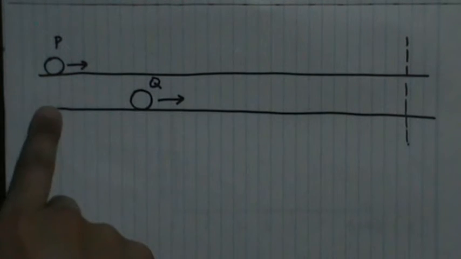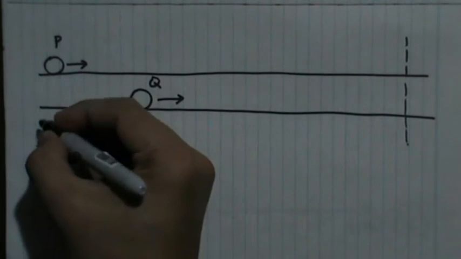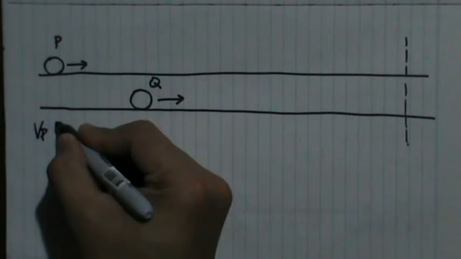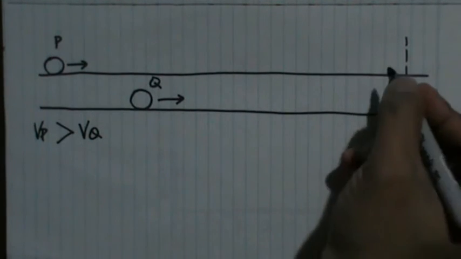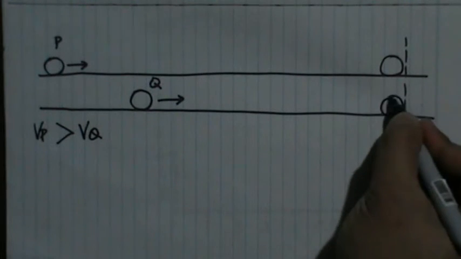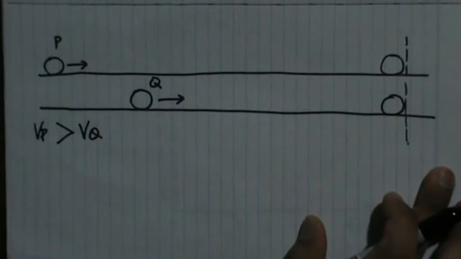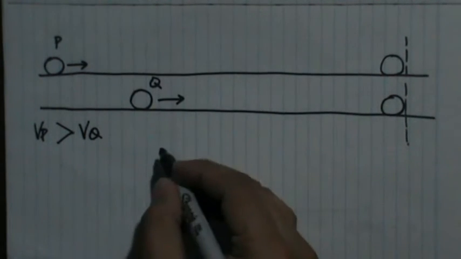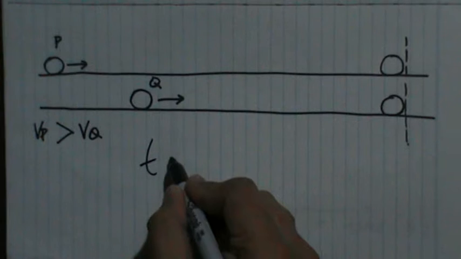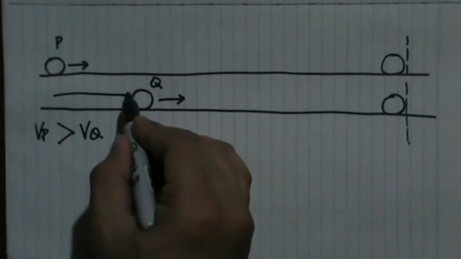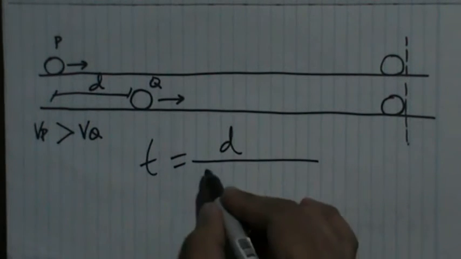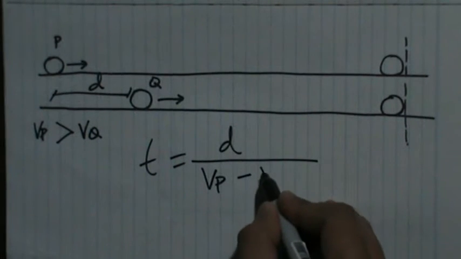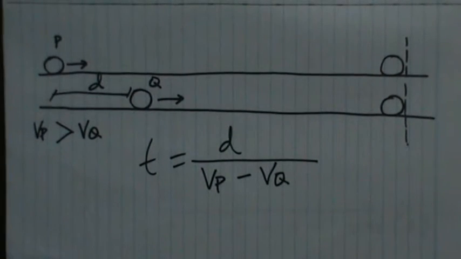And also, if we have two cars here, P and Q, moving in the same direction, and the speed of P is larger than the speed of Q, at the end P will catch Q at the same position. So the time needed for P to catch Q is their initial distance, let's say it's D, divided by Vp minus Vq.